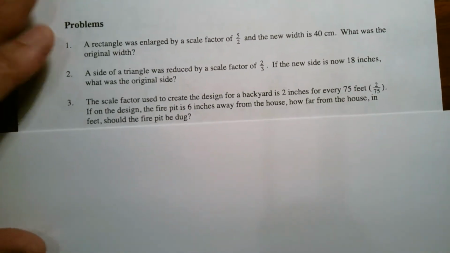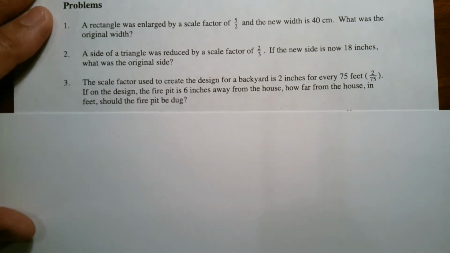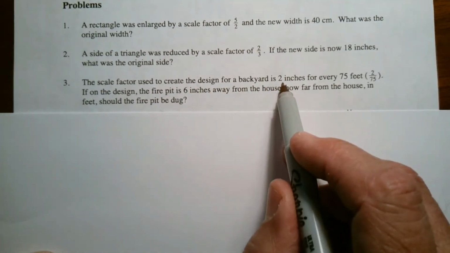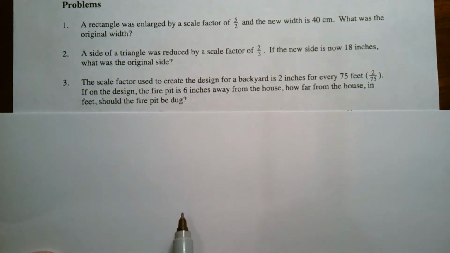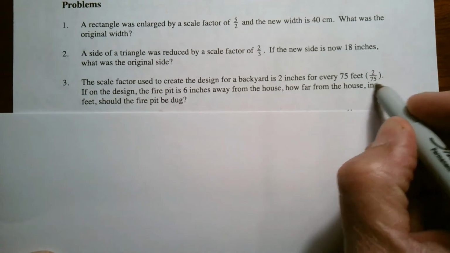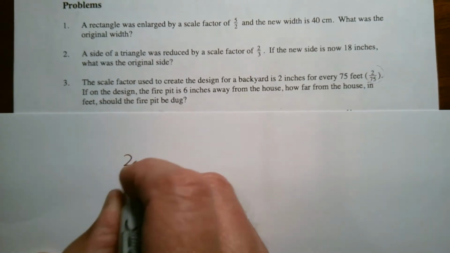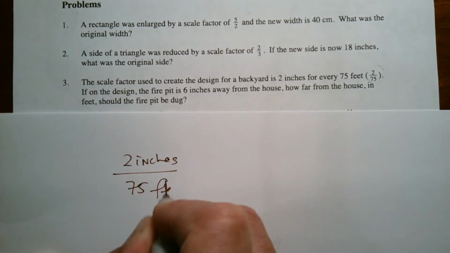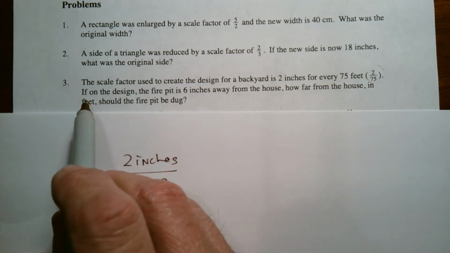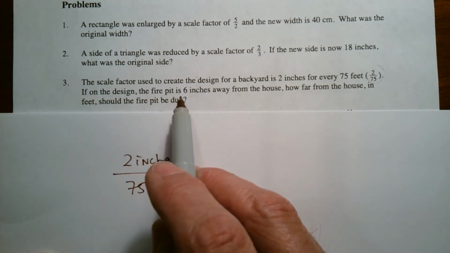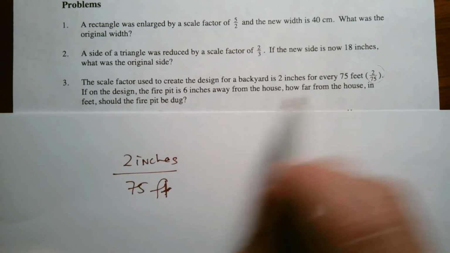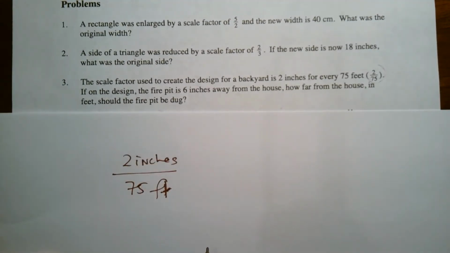So let's start with 3. So it says the scale factor used to create the design for a backyard is 2 inches for every 75 feet. Okay. So 2 inches for every 75 feet. They give us a little hint here. That's our ratio, right? So 2 inches for every 75 feet. It says if on the design, the fire pit is 6 inches away from the house, how far from the house in feet should the fire pit be dug?